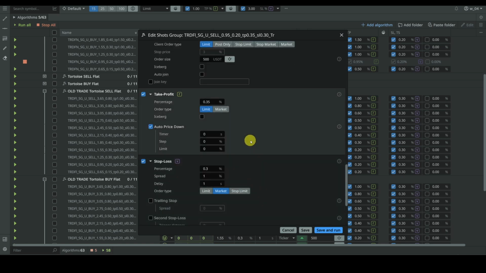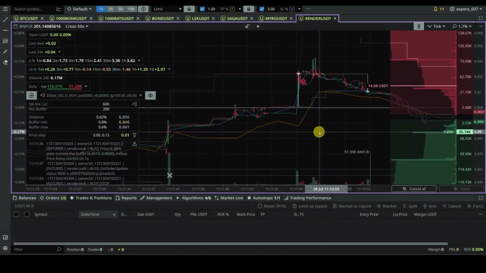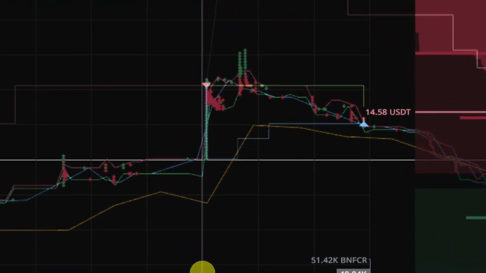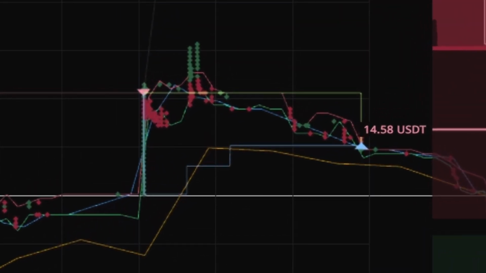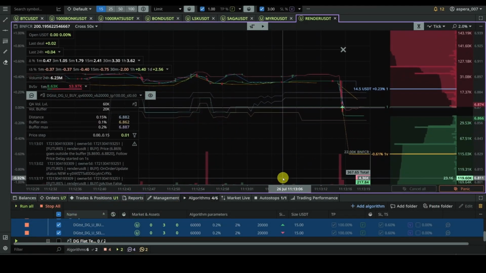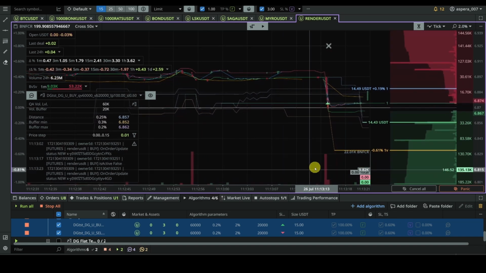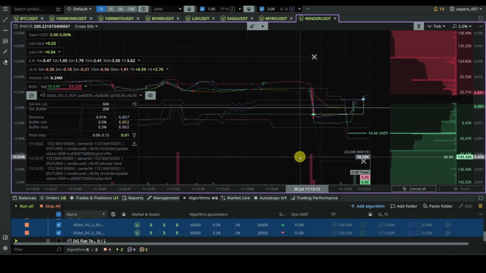A quick reminder, when enabled, this option sets the take profit at this percentage, then every specified number of seconds lowers it by the size of the step until it reaches the limit specified here, where it remains until the position is closed by any means. On the graph, it looks like this, like a staircase. What's radical about the new approach is that there are no staircases involved. It just takes too long.